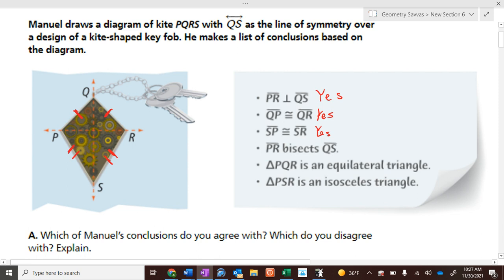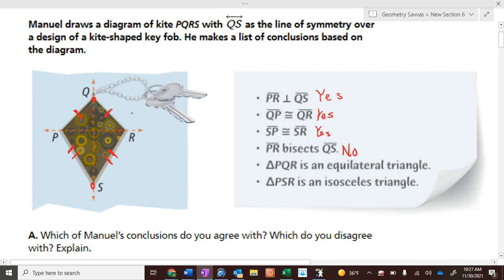Does PR bisect QS? Does this bisect this? No. Bisecting cuts it in half, right in the middle. Q between Q and S, that's not the middle. Now, does QS bisect PR? Yeah, that looks like QS bisects PR, but PR does not bisect QS.